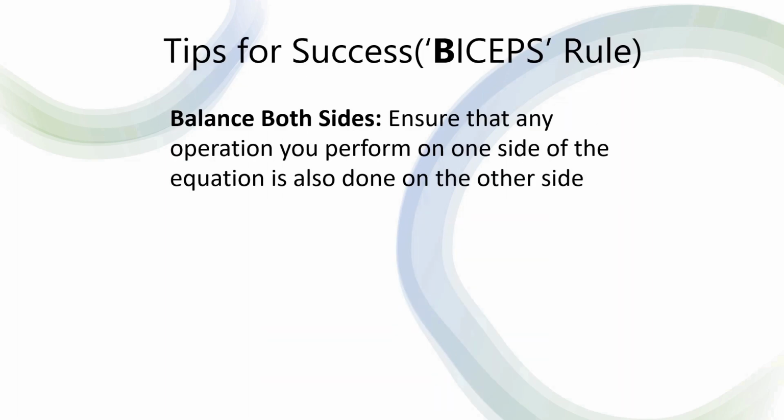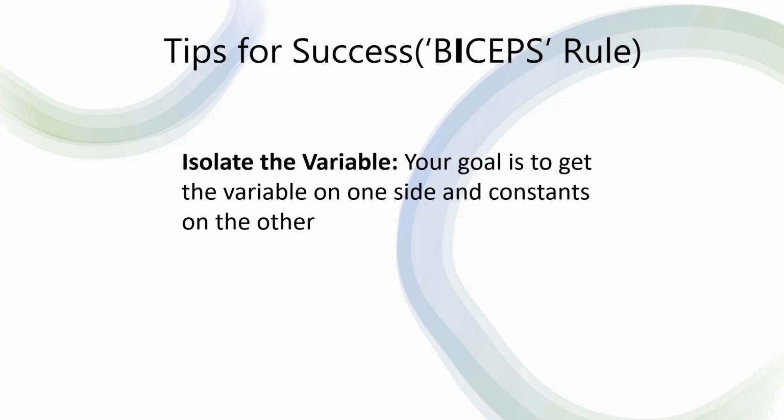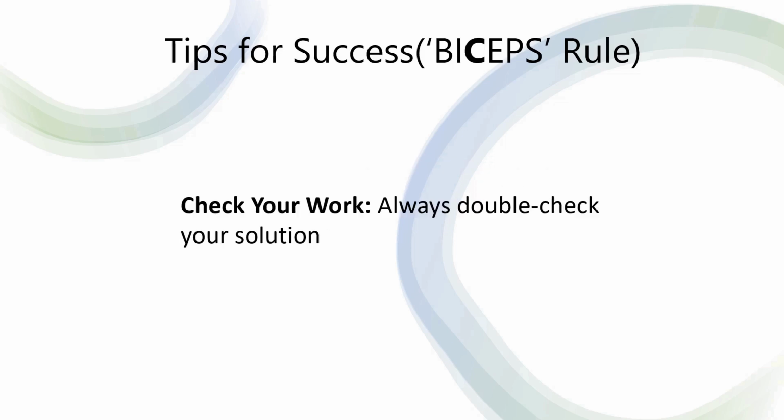1. Balance both sides. Ensure that any operation you perform on one side of the equation is also done on the other side to keep it balanced. 2. Isolate the variable. Your goal is to get the variable on one side and constants on the other. Use addition or subtraction first to move constants, and then use multiplication or division to isolate the variable.